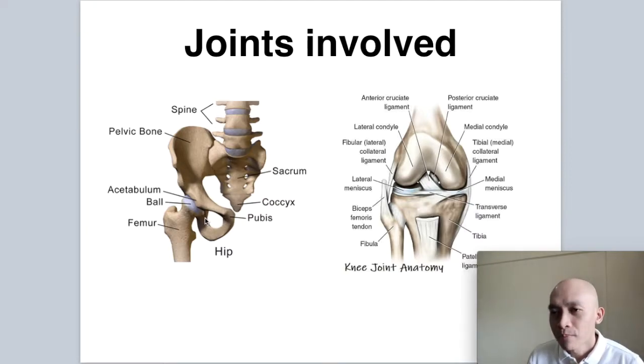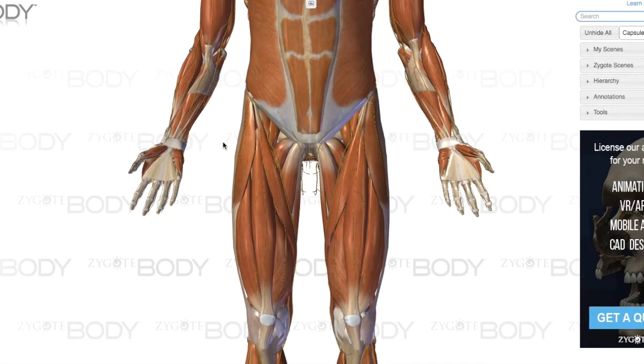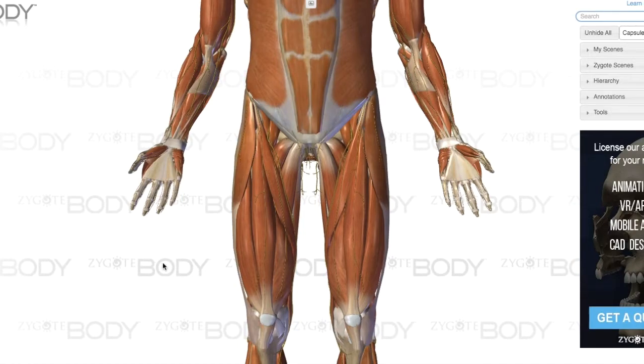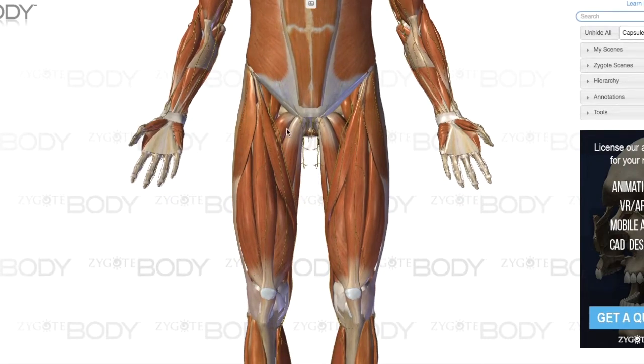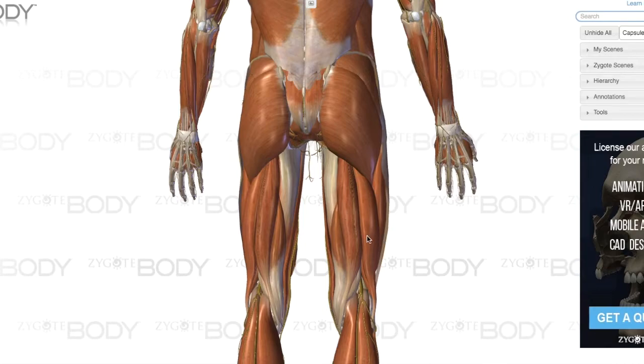Let's go into the 3D model again. This is what you need to know, because when we are considering these 2 joints, there are muscles that cross both joints, and the hip's position can contribute to our knee pain or problem. Let's look at the superficial ones. From the front, we have the quadriceps muscles, 4 muscles over here, and from the back, we have our hamstring group muscles, also 4 of them.